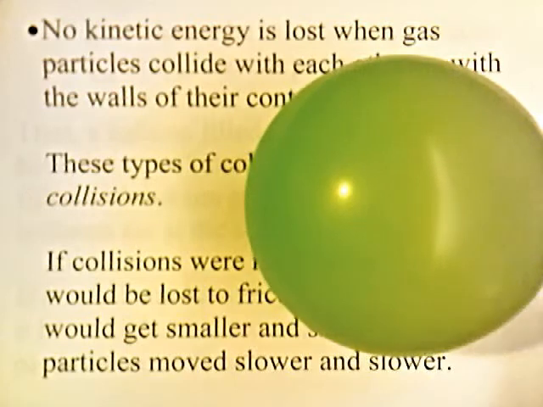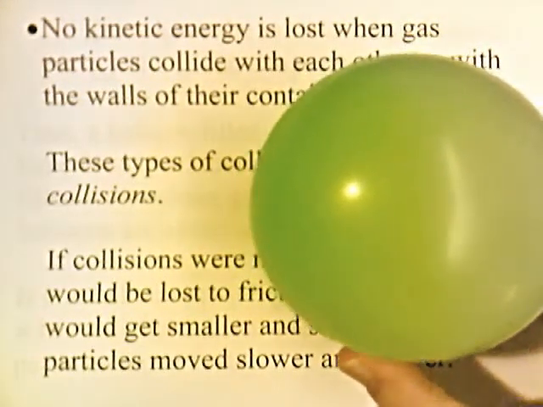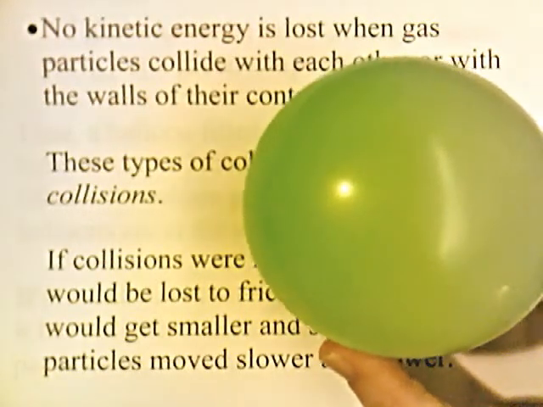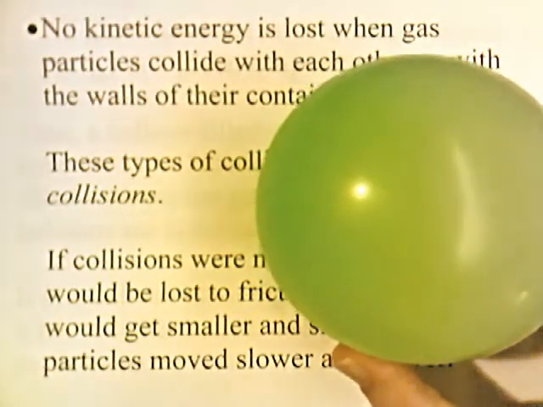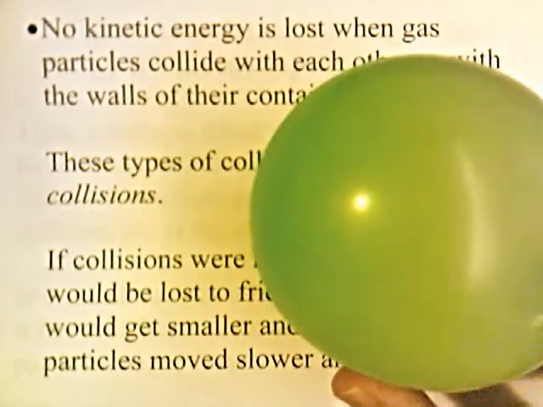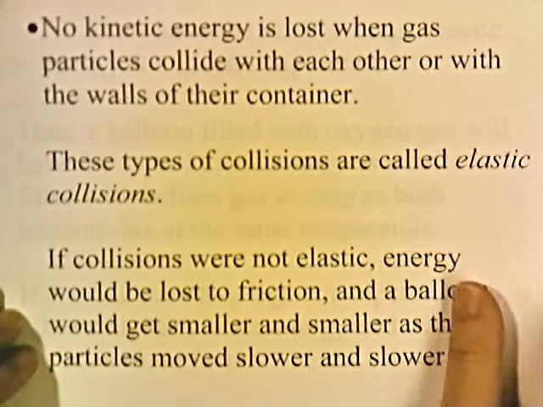So if there were friction, the molecules would move slower and slower, and if the molecules and atoms in here move slower and slower, there'd be less pressure, and then the volume of the balloon would gradually shrink. But that doesn't happen. The reason it doesn't happen is because the collisions are elastic. Energy is just transferred between collisions. No energy is lost.